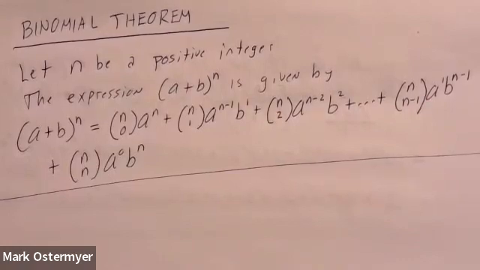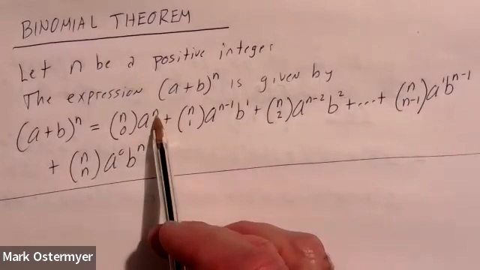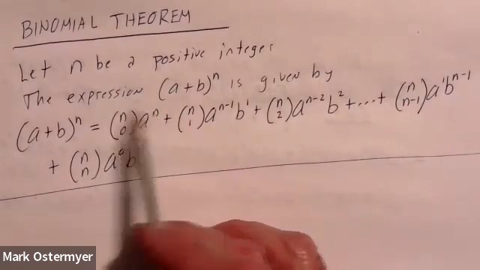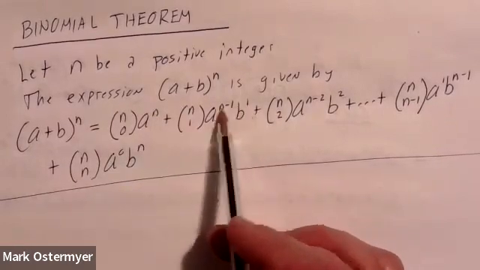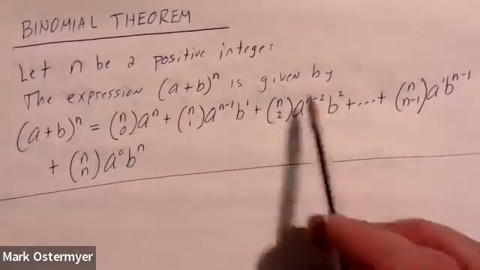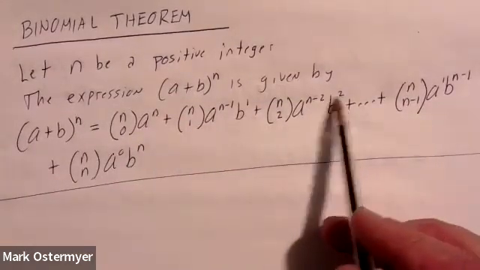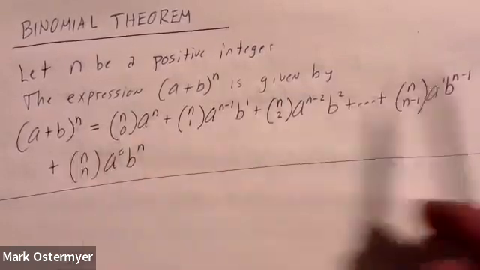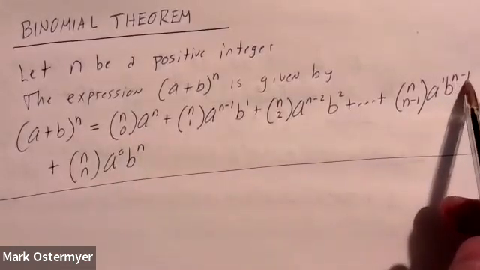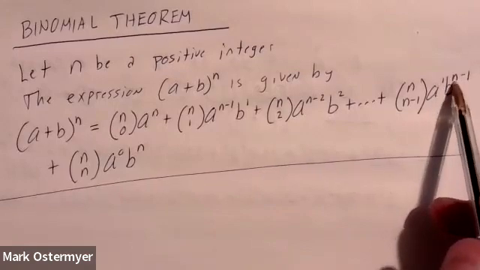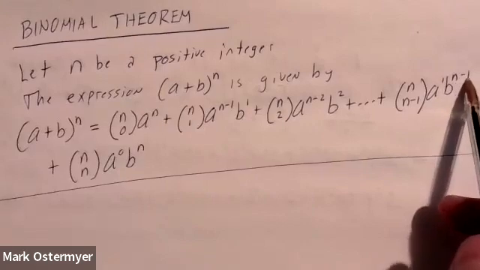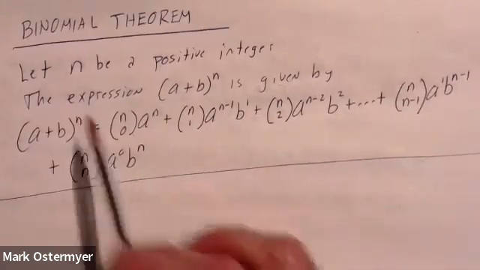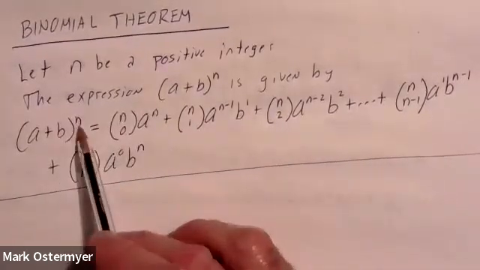Another observation: notice the sum of the exponents of each term always add up to equal the power the binomial is being raised to, the nth power. N minus 1 plus 1 adds up to n. N minus 2 plus 2 adds up to n. 1 plus n minus 1 adds up to n. And 0 plus n is n.